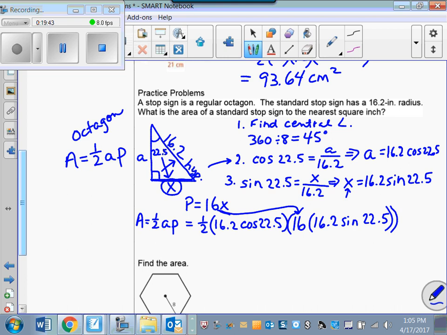So when I punch all that in, I have to approximate it. I'm going to round it to the nearest square inch, and that is going to give me 742 square inches. All right.